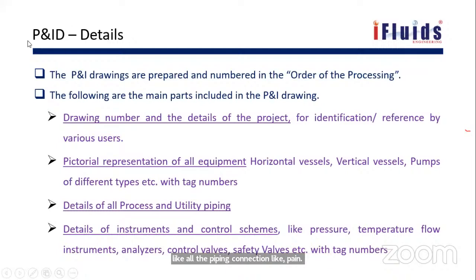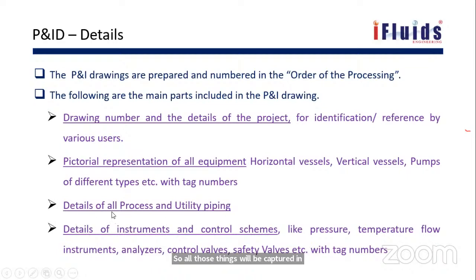That means piping and instrumentation. Why do we need piping and instrumentation for a vessel or equipment? We capture all the equipment, and all these things will be connected through the pipelines. And then all the things will be monitored, controlled, and safeguarded by the instruments. All those things will be captured in the drawing.